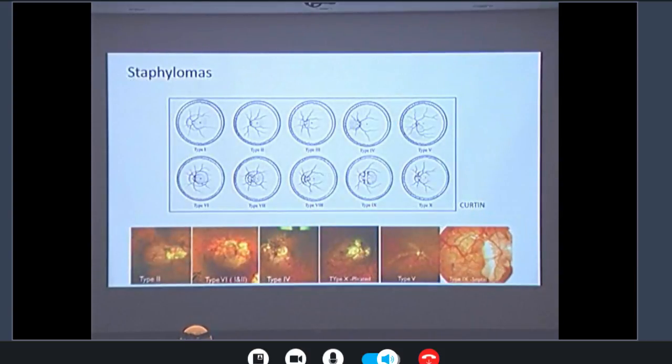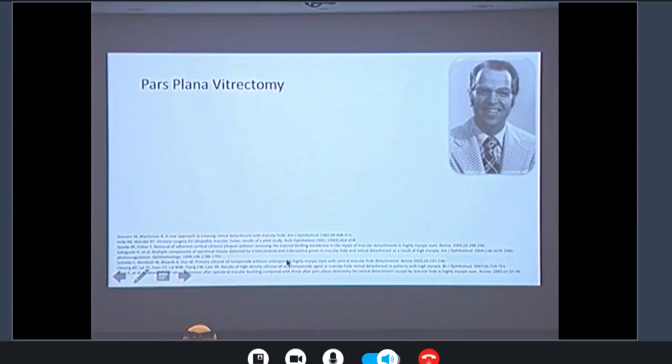Just to remind the fellows that there are several types of staphyloma. The first one to describe was Curtin at the Bascom Palmer. There are 10 types of staphyloma. These are the most important, the most related to the macular hole, the ones you see down here: type 2, type 6, 1, 3, type 10, and type 9. All of them have different configurations, and all of them are associated with plus-minus foveal atrophy. And that's, I think, the most important factor, the atrophic changes of the posterior pole. And most of the studies, actually, as we will see later, do not take it into consideration in the surgical planning.